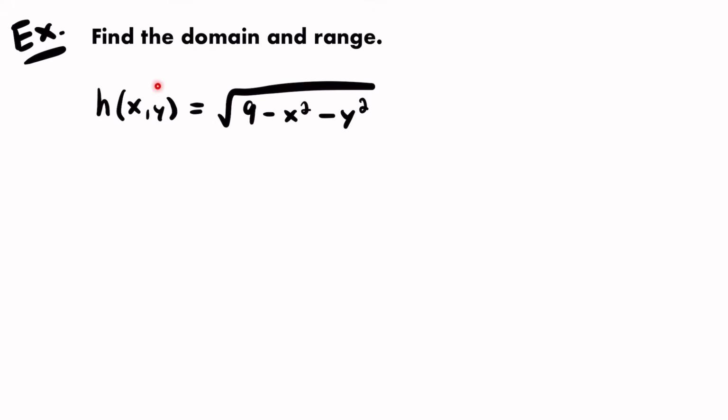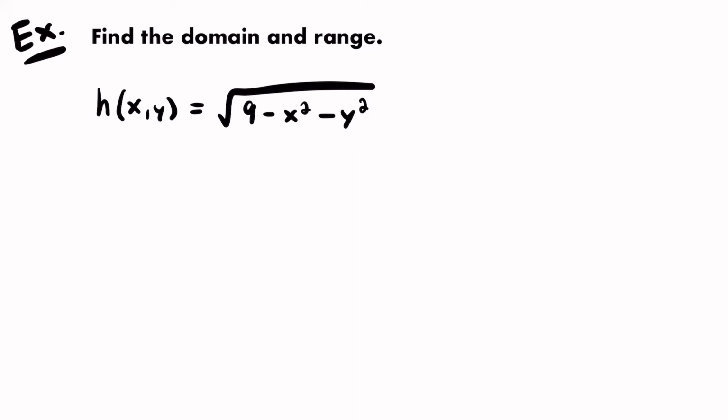Next up, we have this multivariable function. H of xy is equal to the square root of 9 minus x squared minus y squared. Once again, we do have two independent variables, so this does represent a surface in 3D with a domain in 2D. And if we want to determine the domain, notice that we do have a square root here, and you cannot take the square root of a negative number. That will give you an imaginary number, which we are not working with here. We are only interested in real numbers.